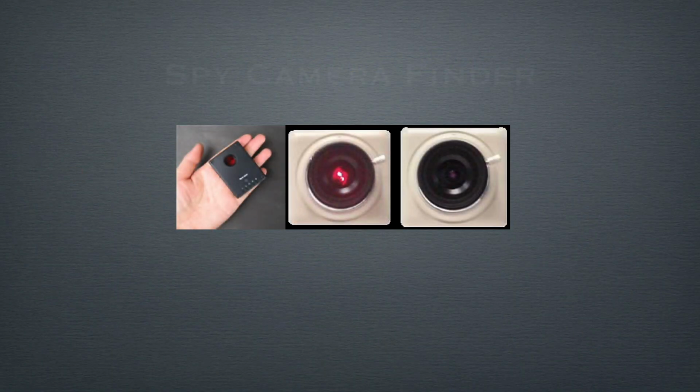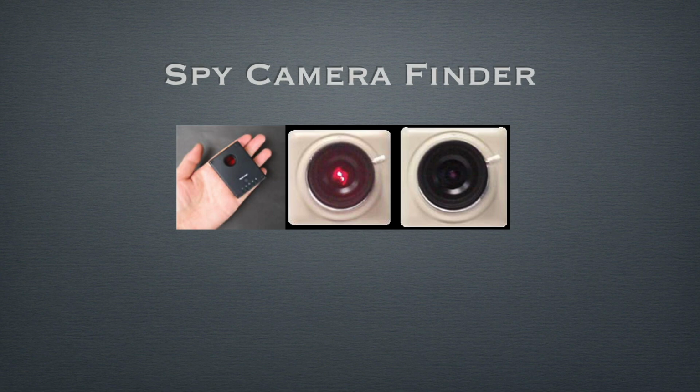So you can see on the right a hidden camera lens with no activation of the cam finder. And in the middle, the lens of the camera when the cam finder is in operation. Let's see in the next slide where you can see better the vision that can be seen through the viewer of the device.